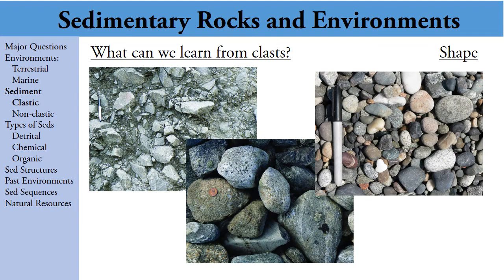So the shape can not only tell you about the specific agent of erosion, but also how long it's been eroding. The longer it's been eroding and the farther away it is from the source, the more round it's going to be.